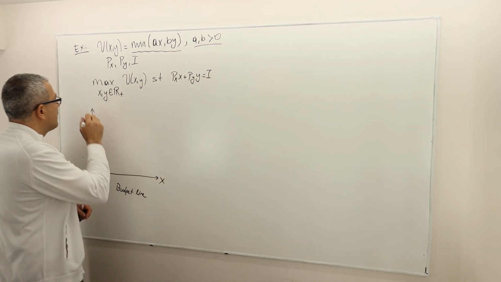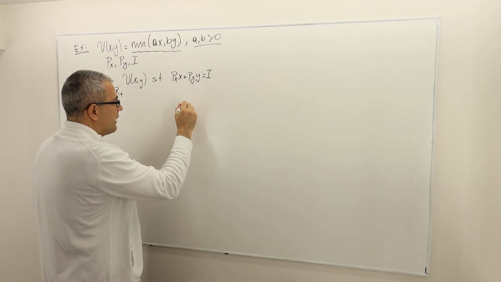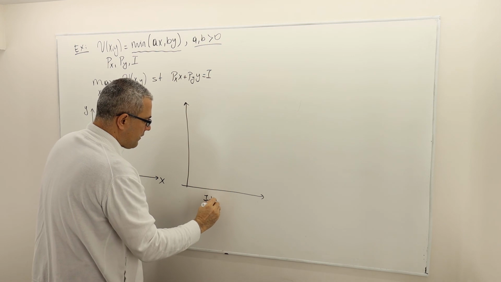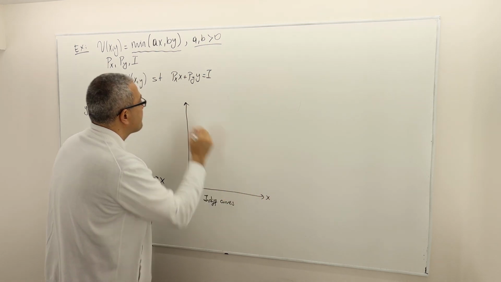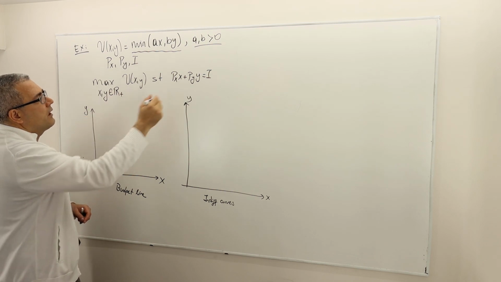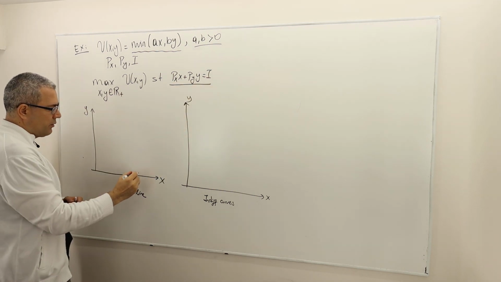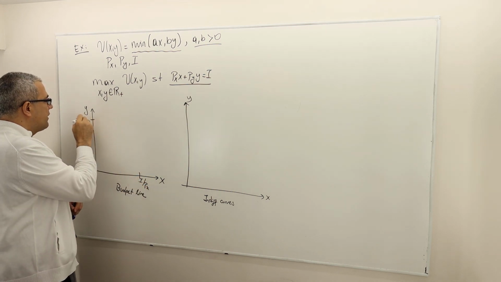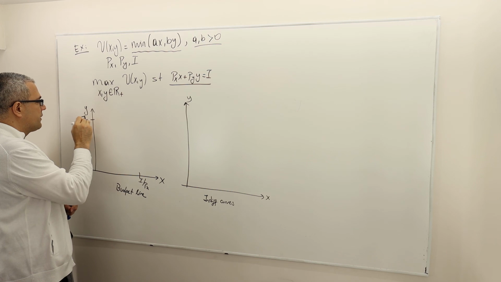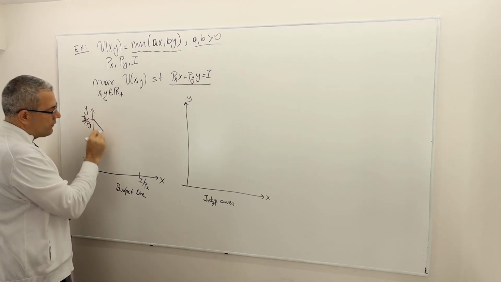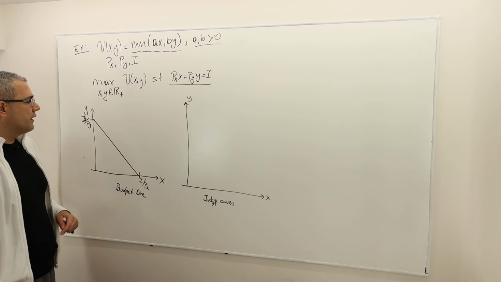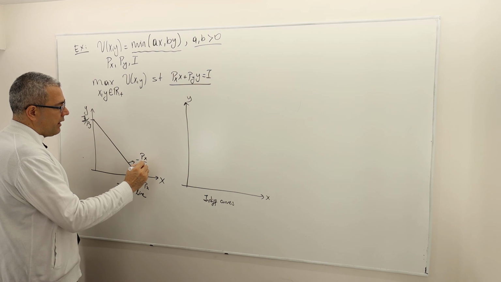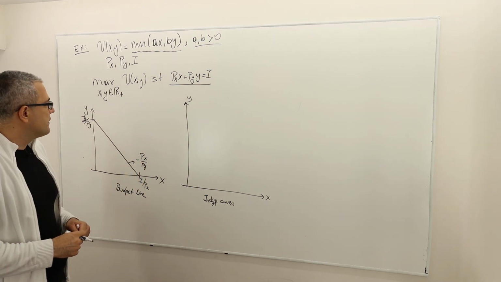All right, so this is the budget line graph, x on the horizontal axis, y on the vertical axis, and this is the indifference curves graph. The budget line is a fixed straight line, just one. Here the x-intercept is I over px, and the y-intercept is I over py. The straight line connecting these two points is what we call the budget line. And the slope is minus px over py, as usual. There's no surprise in the budget line.